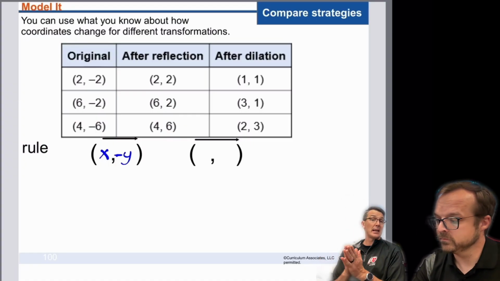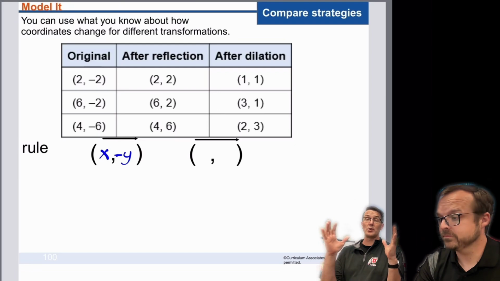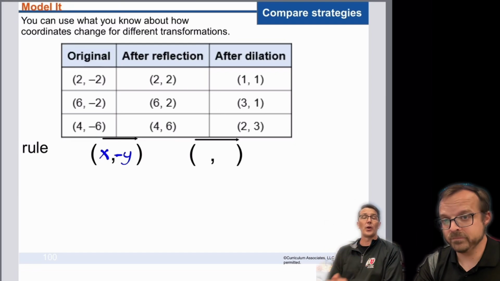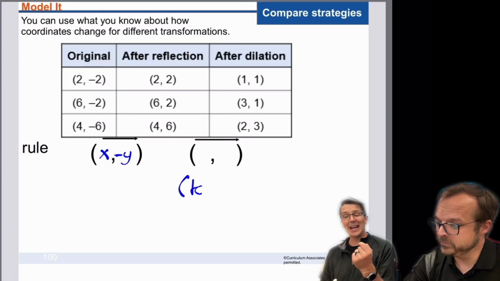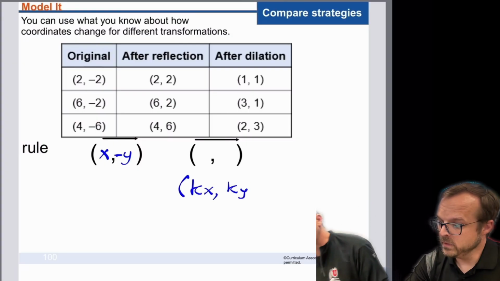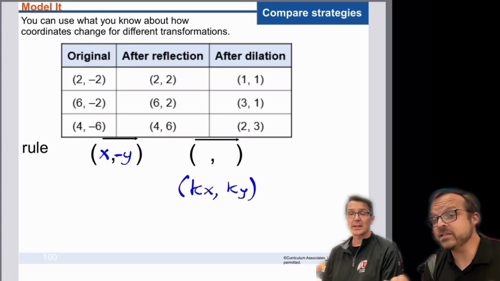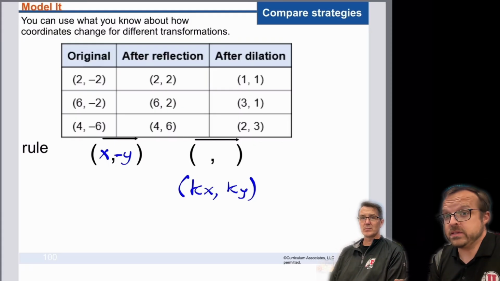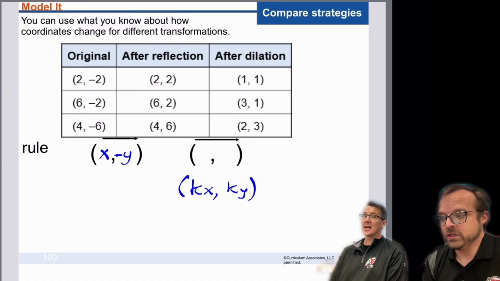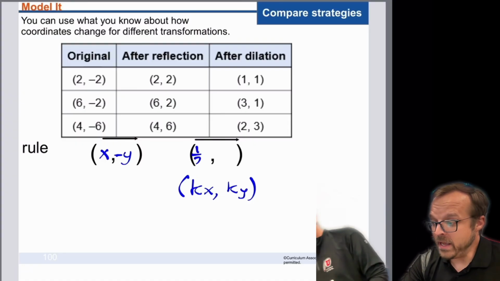This time it's a dilation of 1/2, which means our shape should be getting smaller. The rule for that, again, is kx, ky. In this case, k is 1/2. So this kx, ky is the general rule. The rule that we're given, though, is that the scale factor is 1/2. So you can't put kx, ky for the rule, because that's not enough information. It's going to be 1/2 times x and 1/2 times y.